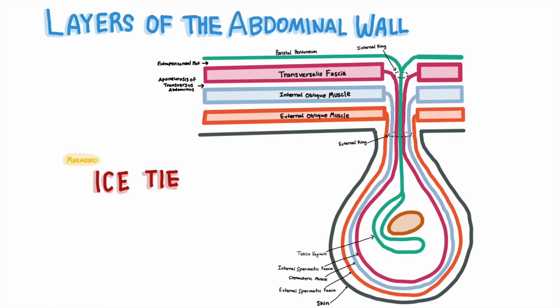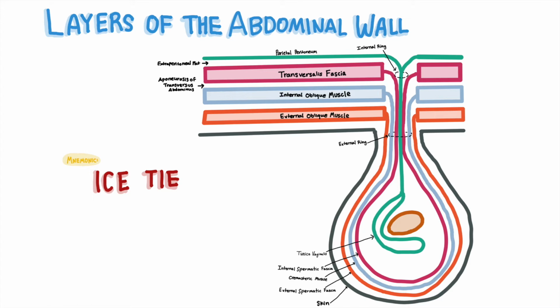With inguinal hernias, the contents of the abdominal cavity, usually a piece of fat or sometimes a part of the small intestine, can protrude through the inguinal canal. The inguinal canal also has two openings, the internal ring, also called the deep inguinal ring, and the external ring, also called the superficial inguinal ring.